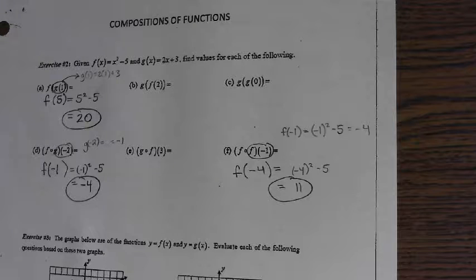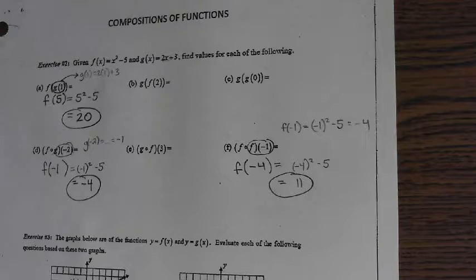And all of these are just compositions of 2 of them. You could have F of F of F of F of 5. It would take that many layers of work, and the number would keep changing every layer that you go through. But you can compose as many of these as you want. You probably won't ever see more than 3. Any questions?